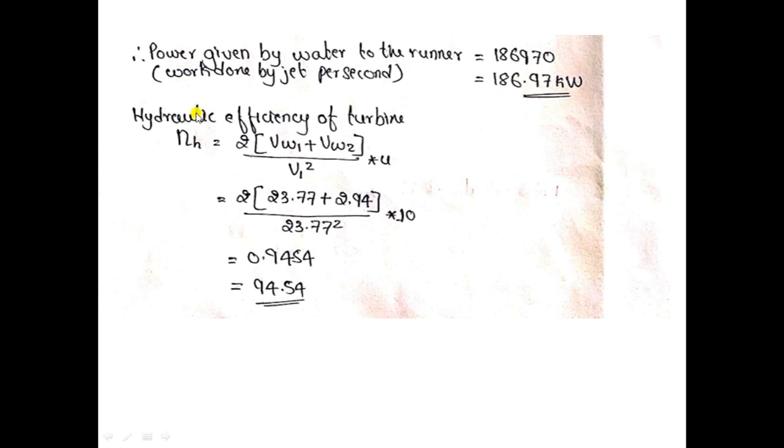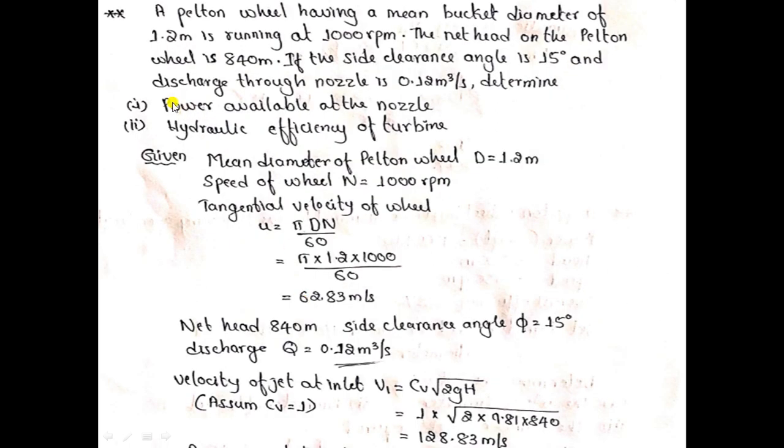The hydraulic efficiency of the turbine, eta h, is given by the formula 2 into VW1 plus VW2 into U, divided by V1 square. So if we substitute all those values, the hydraulic efficiency is 0.9454, which is 94.54%. Coming to another problem.